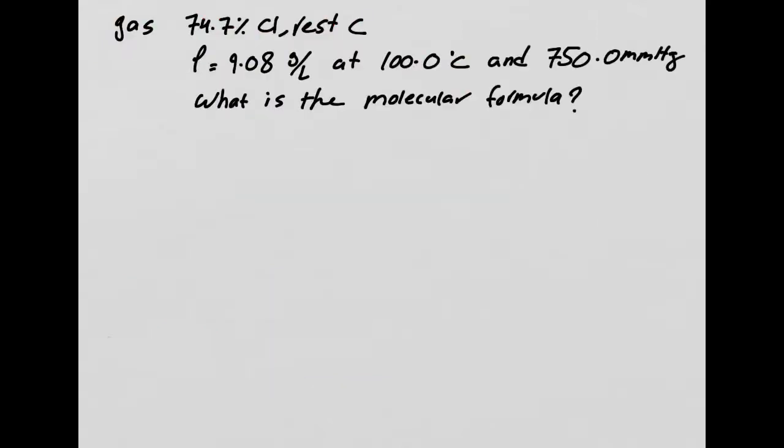Here's our problem. I have a gas that is 74.7% Cl, and the rest is carbon. I give you the density, the temperature, and the pressure, and I ask you, what is the molecular formula? You have to remember previous chapters to do this problem.